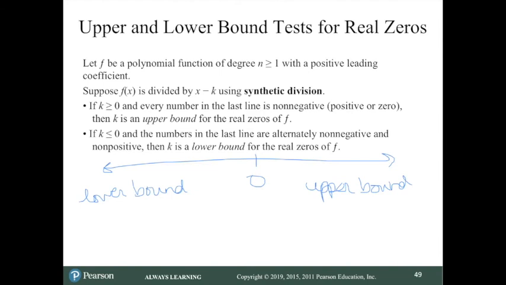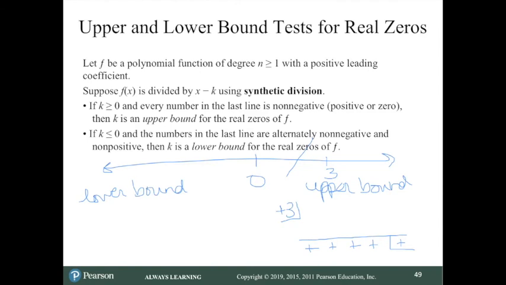Okay, so let's say I want to test 3 as my upper bound limit. Then I will synthetically divide my polynomial by 3. And if all of these are positive or 0, including the remainder, then there are no values greater than 3 with an f of x remainder of 0. So the graph is never going to pass through the x-axis to the right of 3. That's what the upper bound test is. When I synthetically divide by a number, if all of the answers are positive and the number I'm dividing by is positive, then there are no zeros to the right.